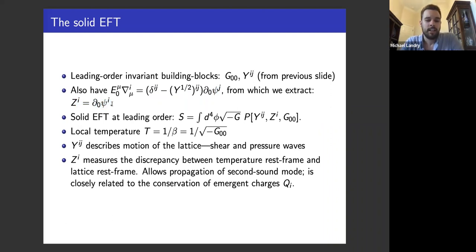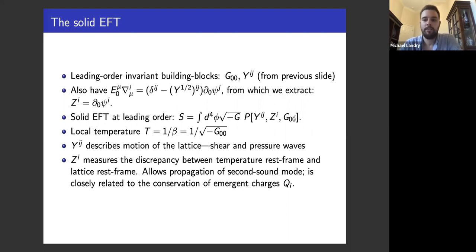So the solid effective action at leading order is now just the most general thing that we can write down in terms of these three building blocks. We have this invariant measure, which is furnished by the Coset construction. And then we also have just a generic function P, which ultimately can be interpreted as the hydrodynamic pressure, but I won't get into why that is. That depends on Yij, Zi, and G00.